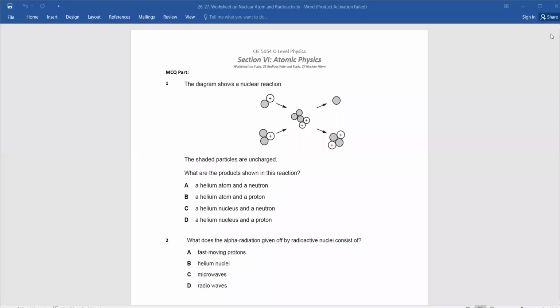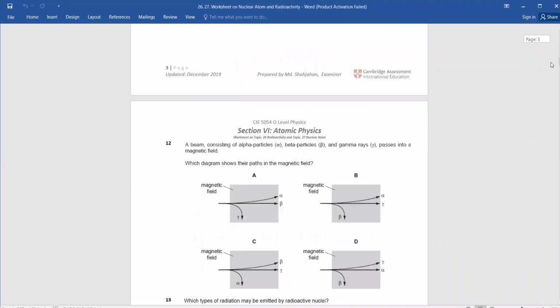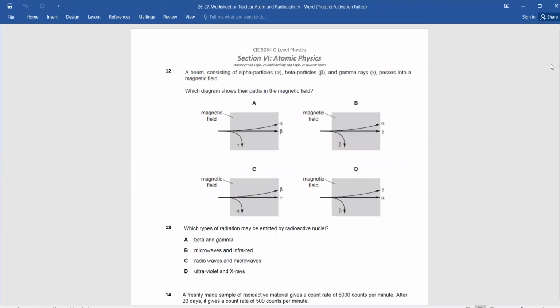How many MCQ questions did we do? Can you remember? Up to 11, right? Aisha. Assalamualaikum, sir. Salam. Aisha, read question 12.